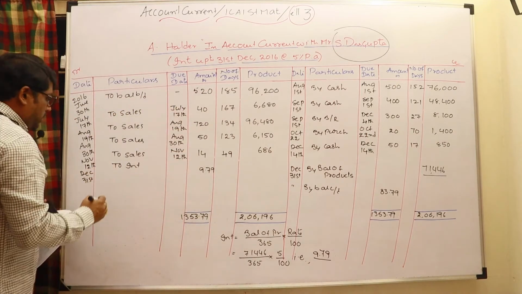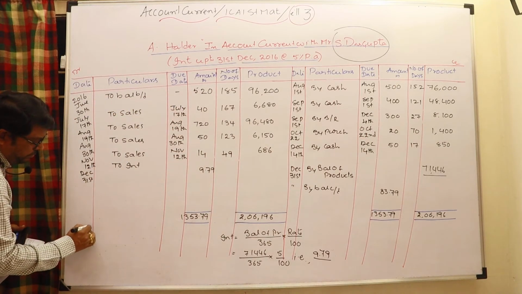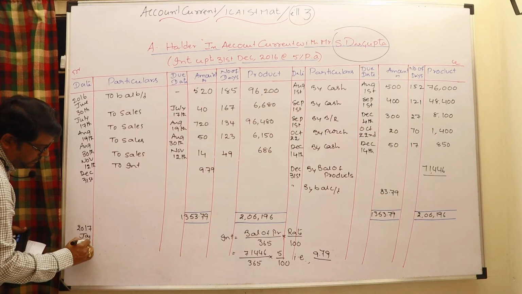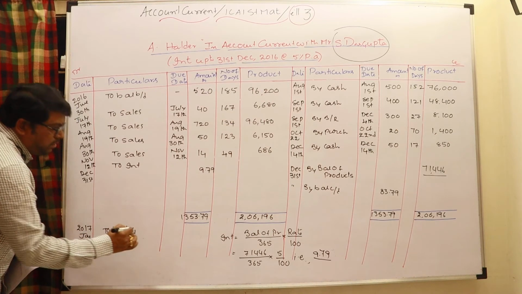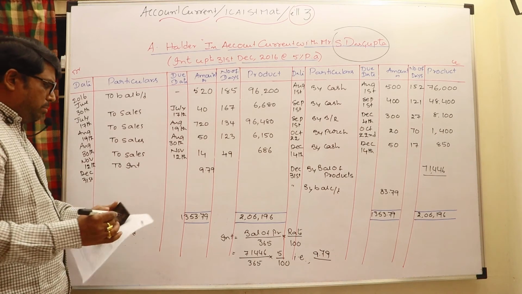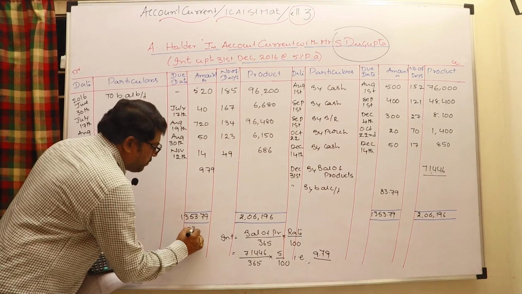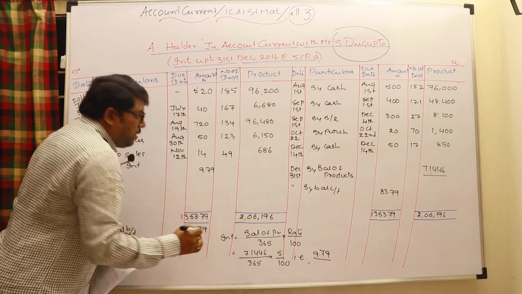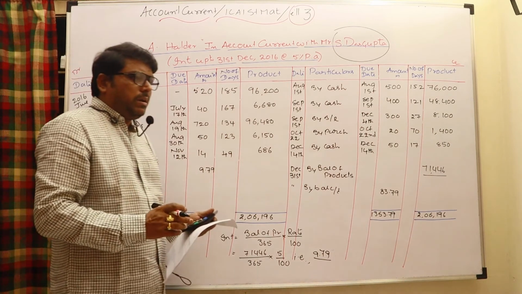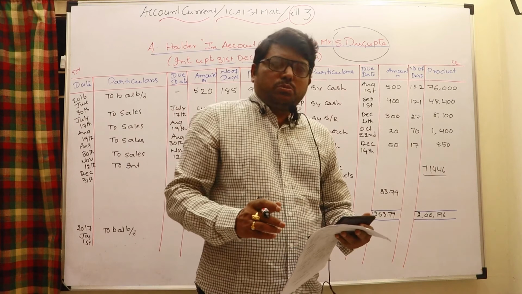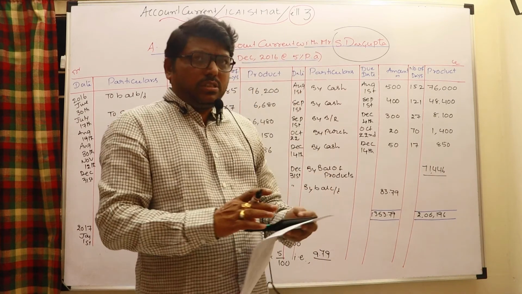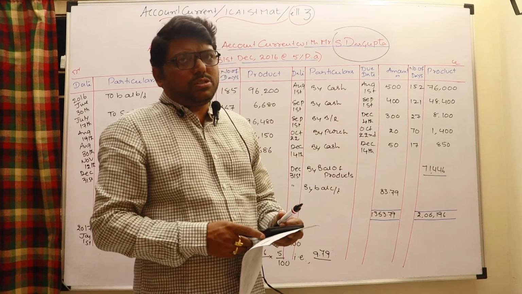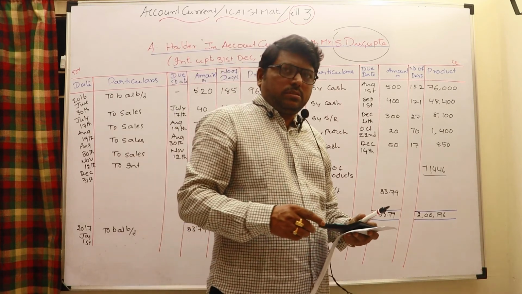January 1st, 2017, January 1st. To balance brought down 83.79. Simply that is the way to balance carried on and brought down. So this is the products method, and this is illustration 3, and we can discuss illustration 4 in the next class. Okay, bye.